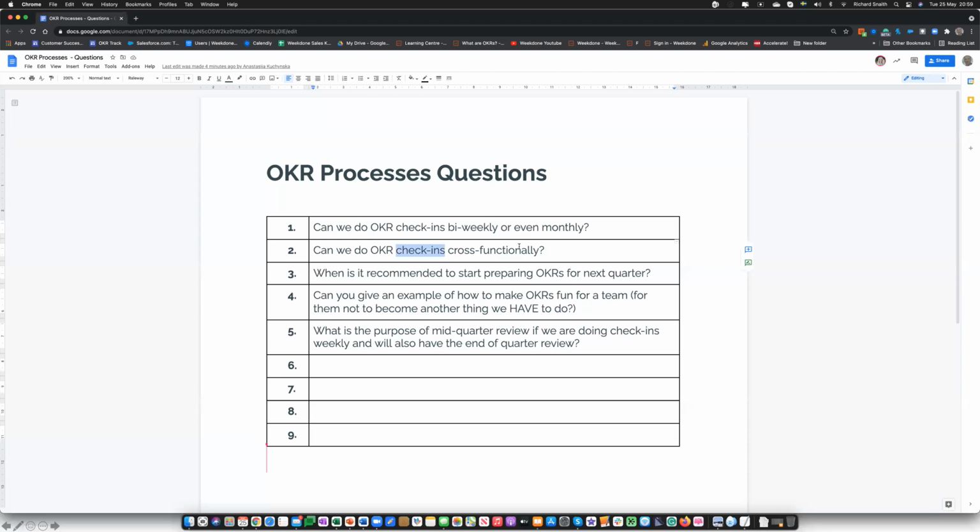Can we do OKR check-ins cross-functionally? Absolutely. We do it, certainly. We actually do both. We do single team ones to focus on their teams, but we also do an every other week check-in with the other teams, meaning product management, marketing and sales. We tend to work very closely together on driving what we need to within the product. We don't actually do it with all the development teams and everything else, but we do that monthly.